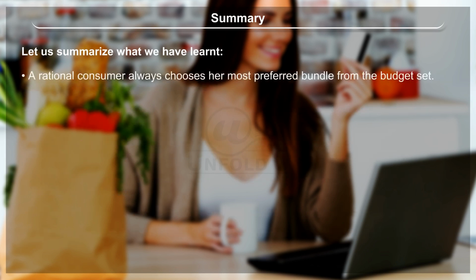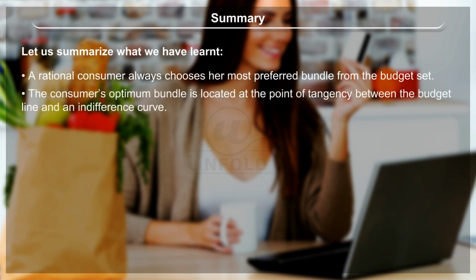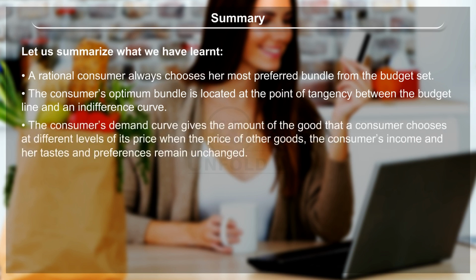A rational consumer always chooses her most preferred bundle from the budget set. The consumer's optimum bundle is located at the point of tangency between the budget line and an indifference curve. The consumer's demand curve gives the amount of the good that a consumer chooses at different levels of its price, when the prices of other goods, the consumer's income and her tastes and preferences remain unchanged.